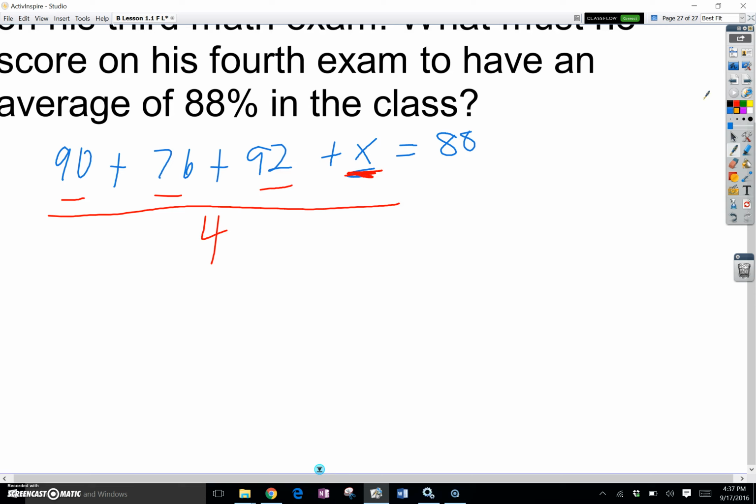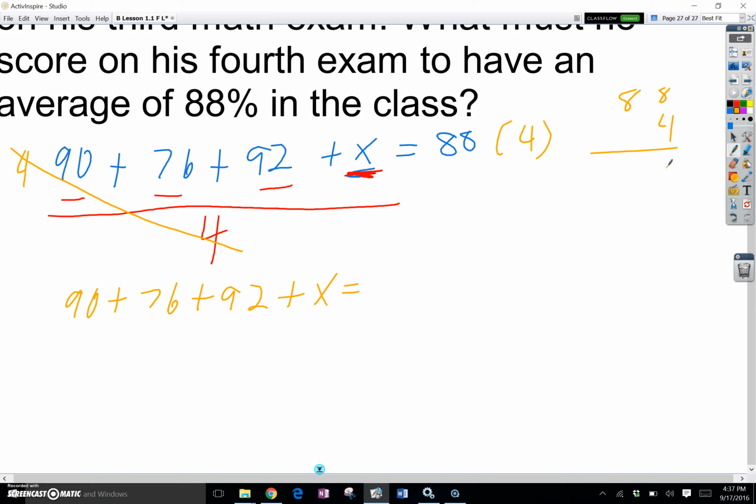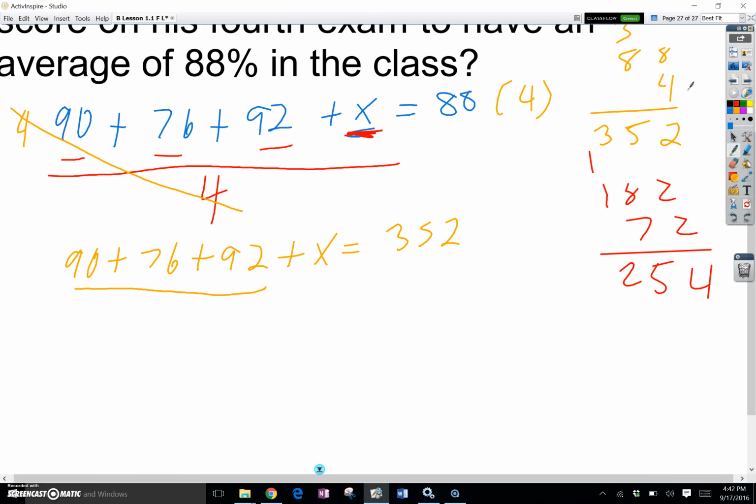So the first thing I would do is multiply both sides by 4, and these would cancel. So then I would be left with 90 plus 76 plus 92 plus X is equal to 88 times 4. So let's go ahead and solve that right now. So 88 times 4, 4 times 8 is 32, plus 3 is 35, so it's 352. Now all I have to do is add my like terms.